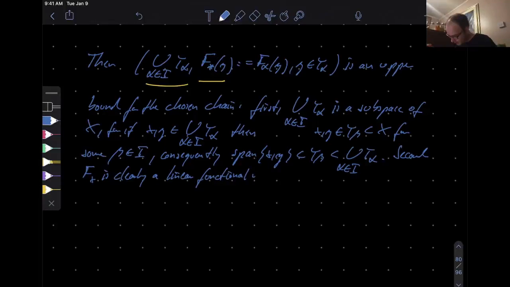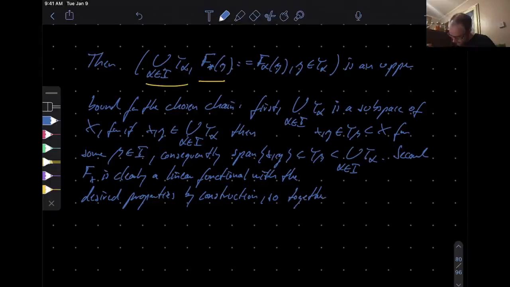Okay, with the desired properties by construction. So together, that element that I constructed up there, that union of the y alphas and the f star, is certainly an element in P. This is the first thing that you have to check when you claim something is an upper bound, right? That it is in the big partially ordered set that is here, P.